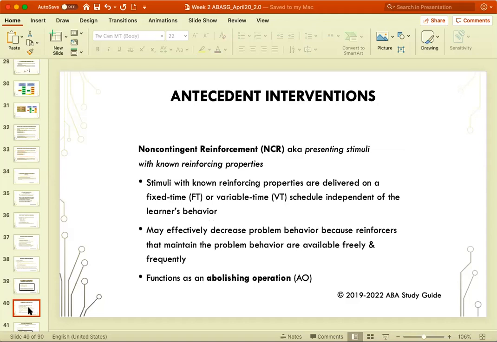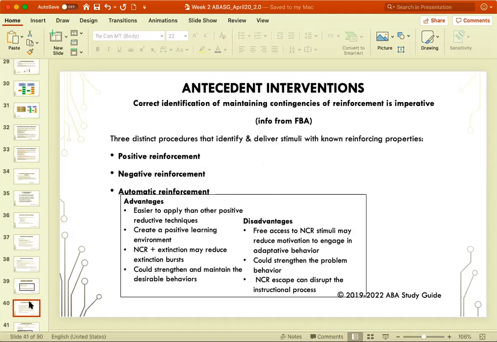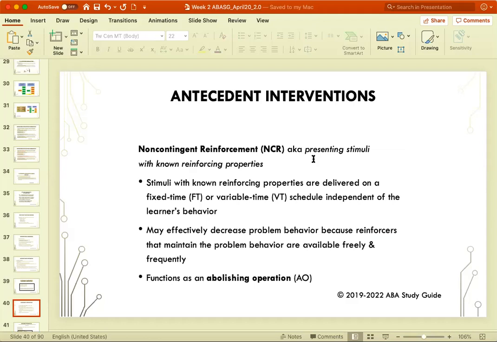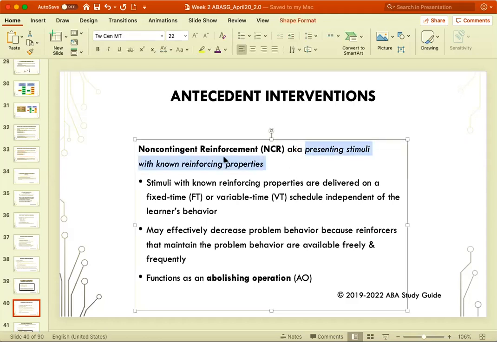So NCR, note on the task list, it's actually listed as presenting stimuli with known reinforcing properties. There's some people that say NCR is not actually a reinforcement procedure at all, so it's actually referred to as presenting stimuli with known reinforcing properties. So it's a little FYI there. I have seen questions that list it as such.